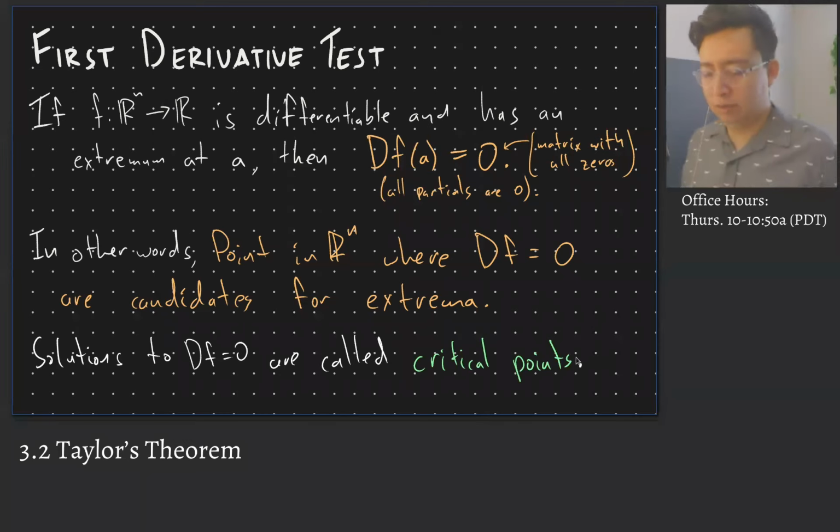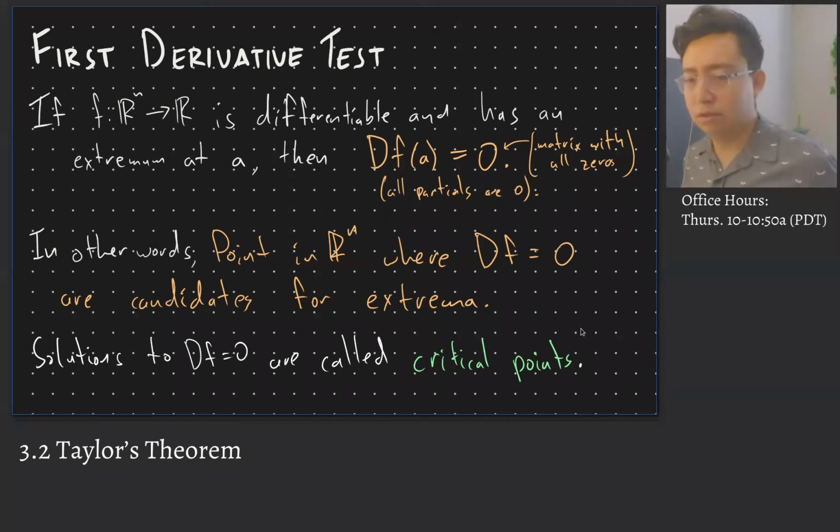And that's going to be what we look for. We're looking for critical points. So the gist of the first derivative test is look for critical points and try to figure out if those are, once you have those, you've narrowed down your list of possible extrema.